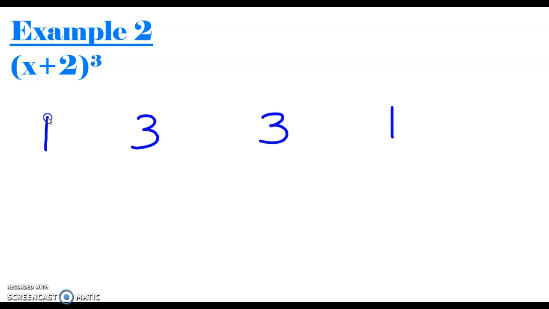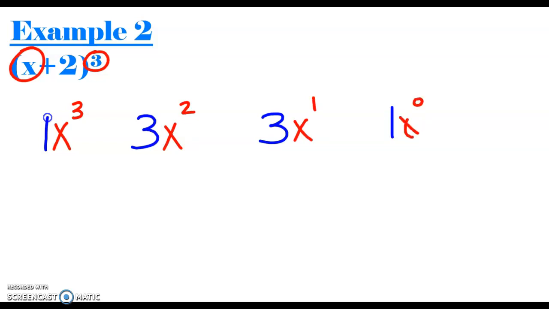So then I start with the first term and the degree. So I go x to the 3 and I descend: x to the 2, x to the 1, x to the 0. And then I would take the 2, I'd start with 2 to the power of 0, 2 to the power of 1, 2 to the power of 2, and 2 to the power of 3.